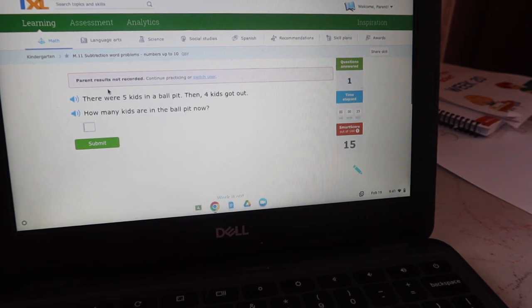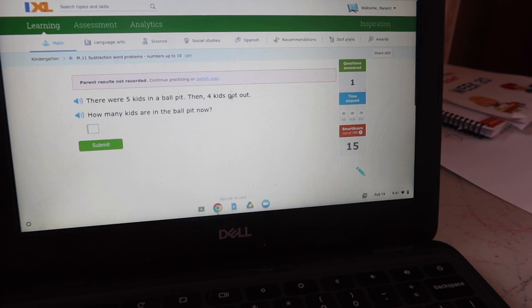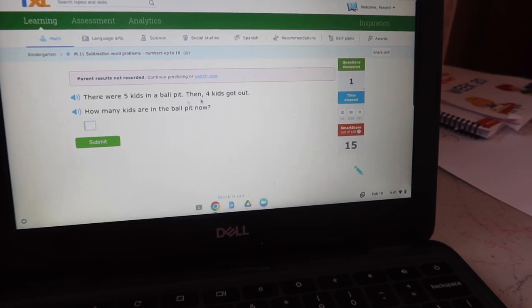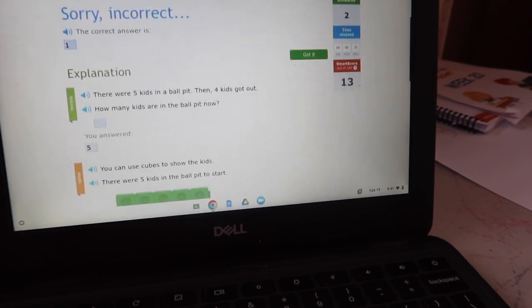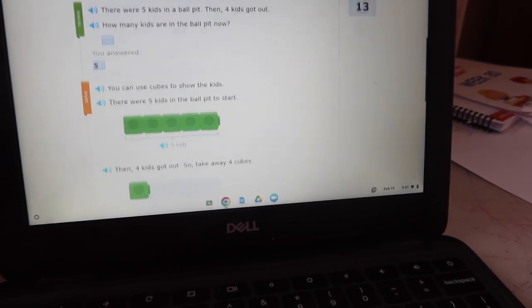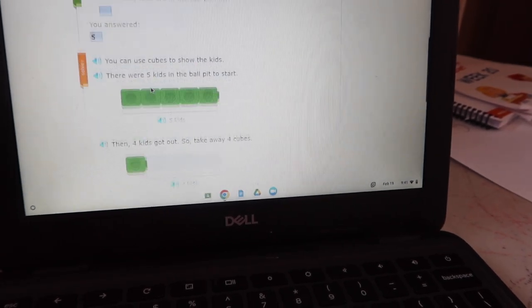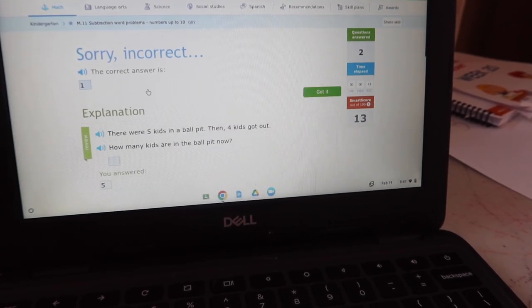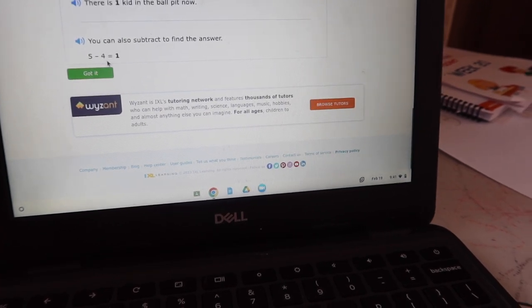The nice thing about the parent mode is that it is for you as a parent to be teaching your child. Let's say I get it wrong. Let me just put 5 here, okay? I get it wrong. From there, it teaches you how you have gotten it wrong. So you explain to your child and make your child do it on their own. You see, this is how you do it. And then from there, it explains everything.